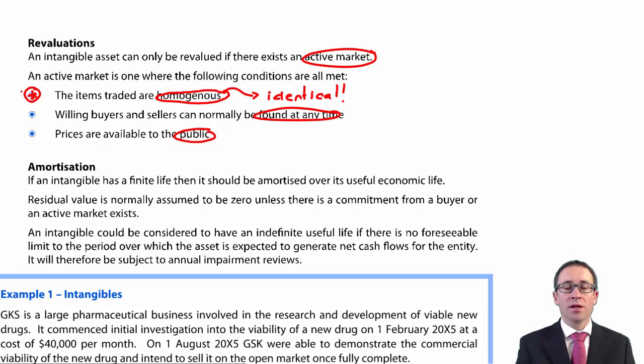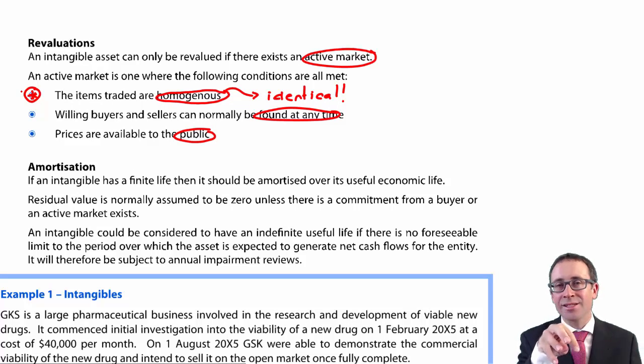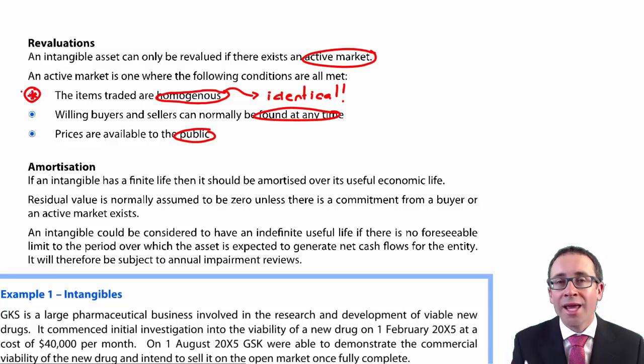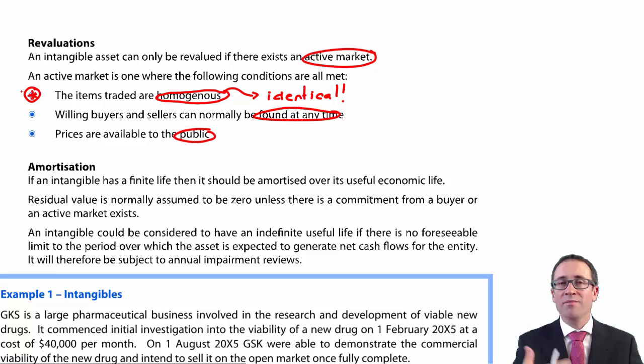Okay, but a lot of other things that you have cannot be revalued. Licenses can't be revalued because it's a specific license over a particular product, isn't it? A patent is a specific patent over a specific idea. There's no other idea like it. That's why you've taken out the patent, to protect your idea. So it's very rare that you can revalue your intangible. So make sure you learn the active market definition in case that appears in an objective test question.